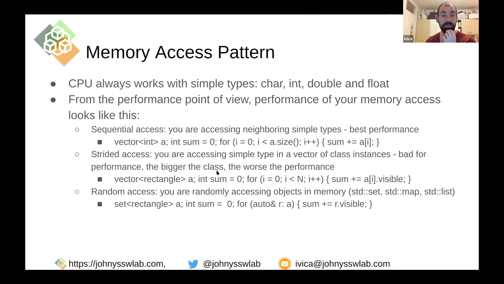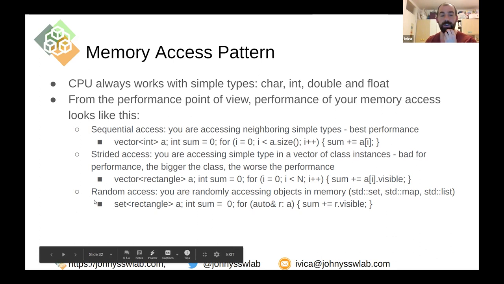Bad for performance. The bigger the class, the worse the performance. You have a vector of rectangles. Now the rectangles are from our previous example. Let's say they're 20 bytes in size. If you are summing them up like this, this will be slower. Okay, we are summing all the visible rectangles.